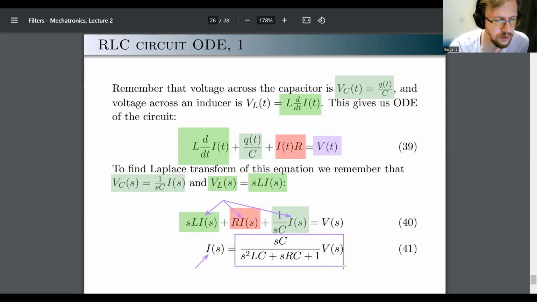I think that's not surprising, right? How could you express it? You could multiply both sides by SC, and then you would get this expression. So this is it. We just expressed current out of the brackets. We could do it another way, but ultimately it is almost the same.